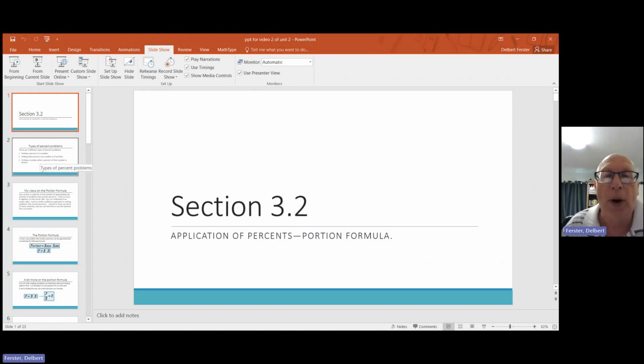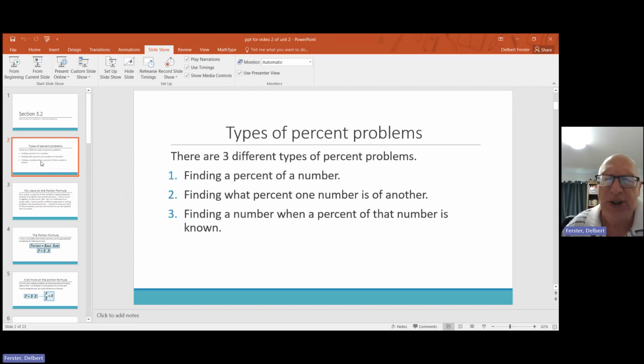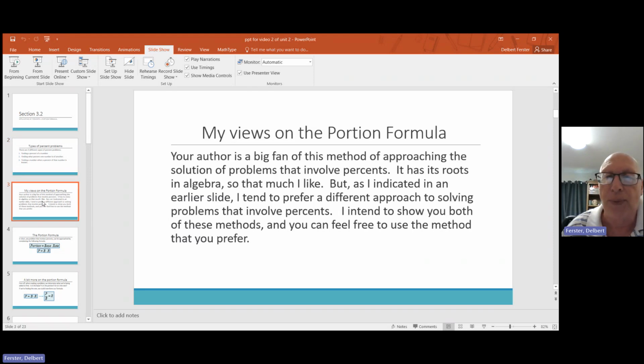All right, quick run. When we're solving percent problems, there are really three different kinds. You can read the slide. Sometimes you're going to find what percent one number is of another. Sometimes you're going to find out a percentage of a number. And sometimes you'll find a number when a percent of that number happens to be known. And if I do a good job, you'll see examples of all these types and we'll run right through.